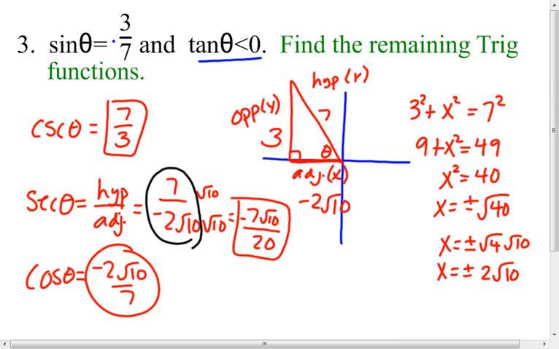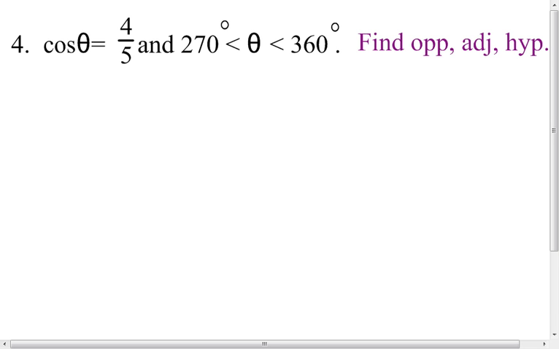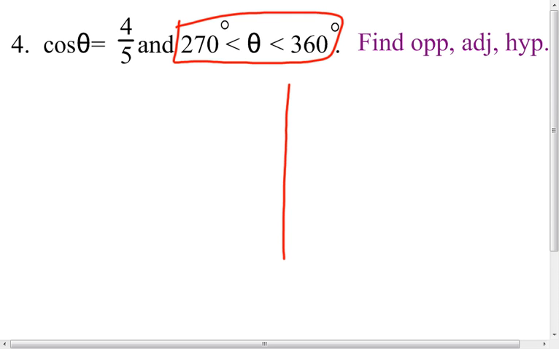I'm not going to take the time to do that right now, but that's what you would do. And then on this one, again, I'm just going to worry about finding the opposite, adjacent, hypotenuse and paying attention to where you are. Okay? So this one I actually gave you a quadrant to be in. This tells you what quadrant you're in right here. You're between 270 and 360 degrees. This is 270 down here. This is 360 over here. So you know you are between those two values, which means, of course, you're in quadrant 4.